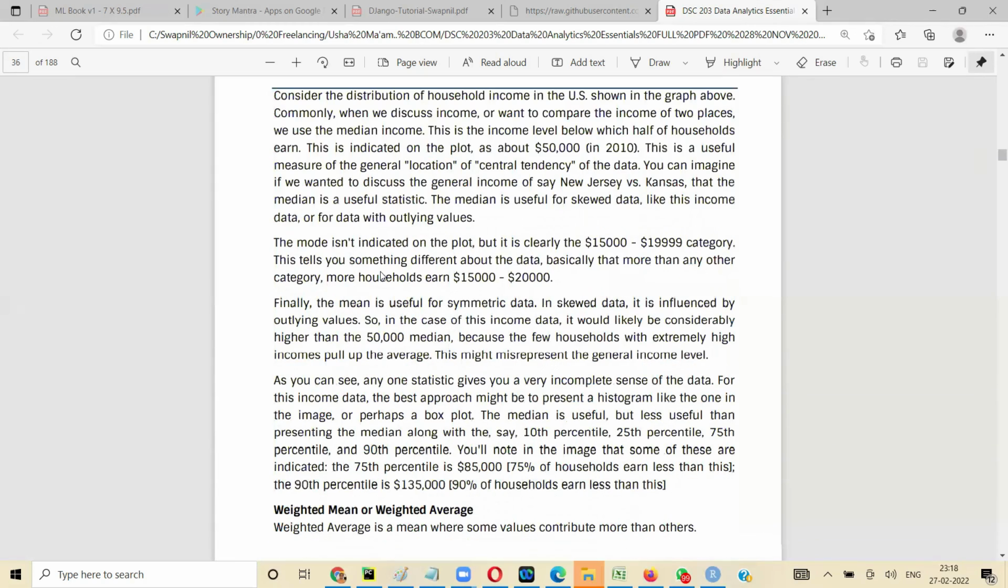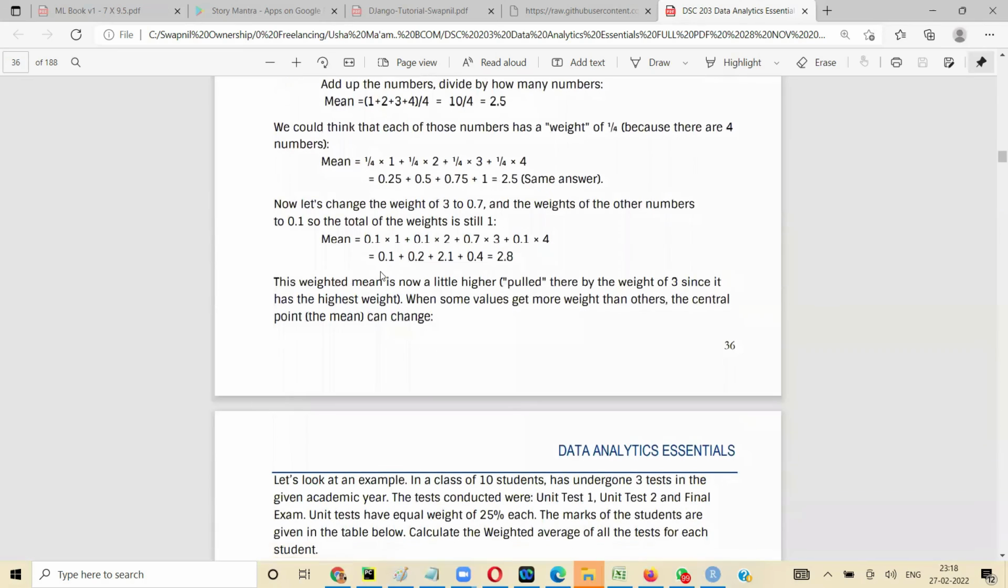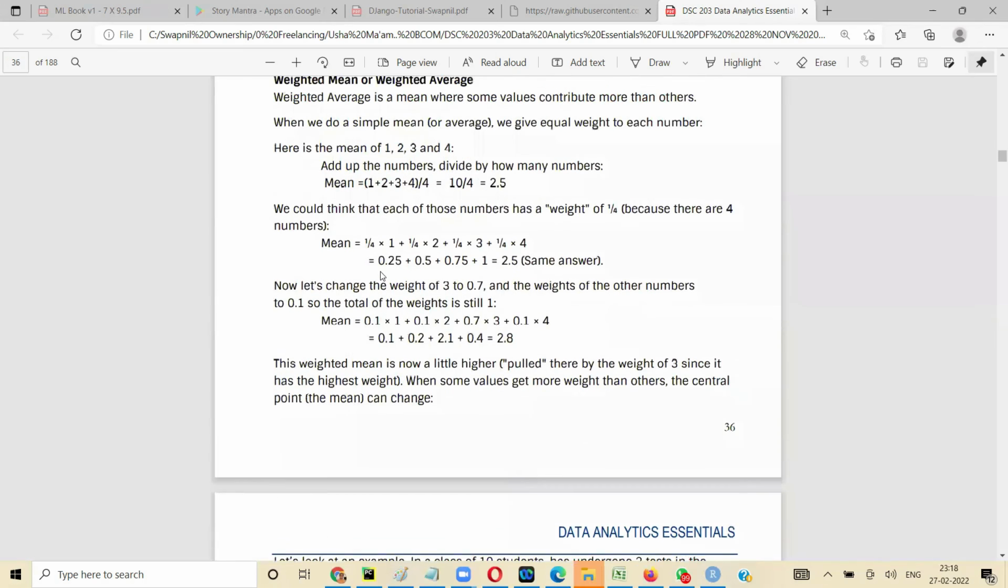Then you have weighted mean, weighted average, which you would have done in your class. Weighted means where all the values don't have equal meaning. Some values might be more important than others. Then we don't use the simple mean, we use the weighted mean.